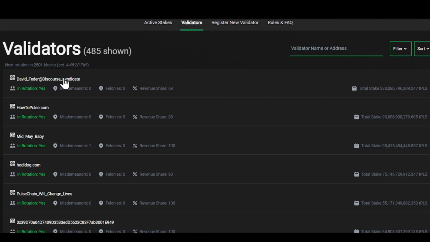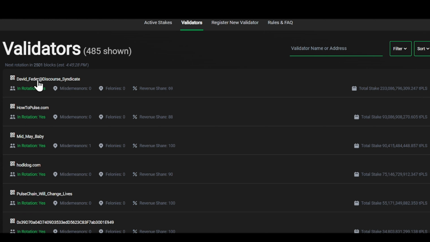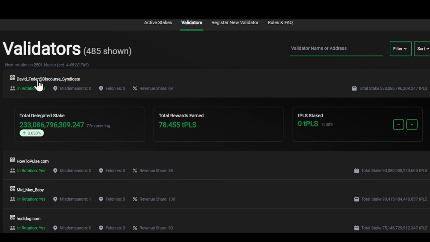If you would like to see the percentages of how much they made, especially when it comes to rewards, you just have to click on their name, the address name, whatever the case may be. Just click on it and it's going to provide you that information. So right here, a lot of information. Then we've got total rewards earned, only a total of 78 TPLS, and then we've got the TPLS that is staked.